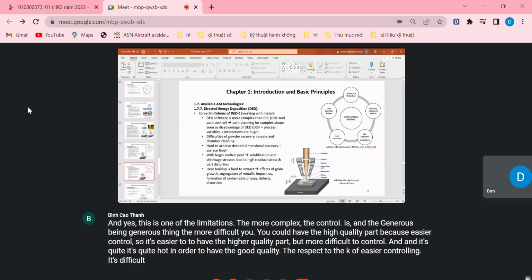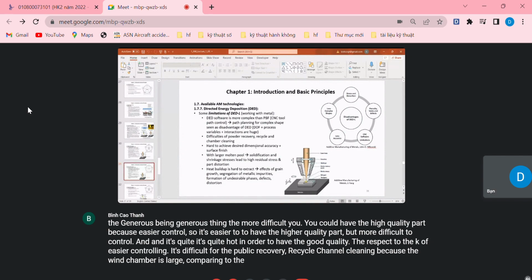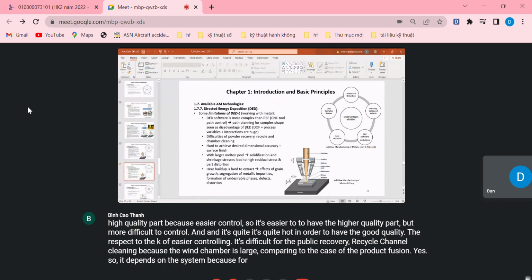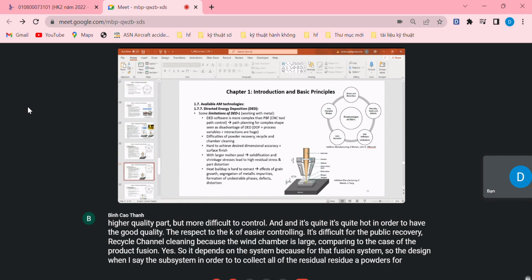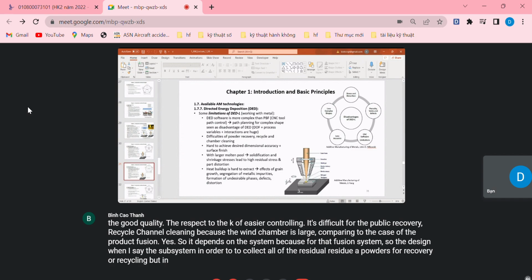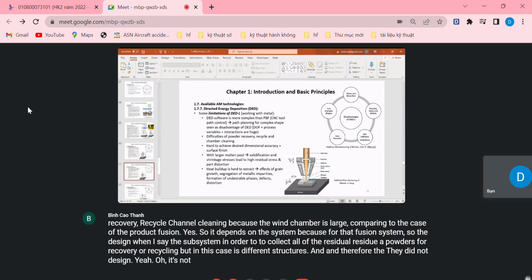It is difficult for the powder recovery or recycling and chamber cleaning, because the beam chamber is large compared to the case of powder bed fusion. It depends on the system, because powder bed fusion systems are designed with a subsystem to collect all of the residual powders for recovery or recycling. But in this case the structures are different, and therefore they did not design, or it is not reasonable to design, this kind of system to collect, recover or recycle.